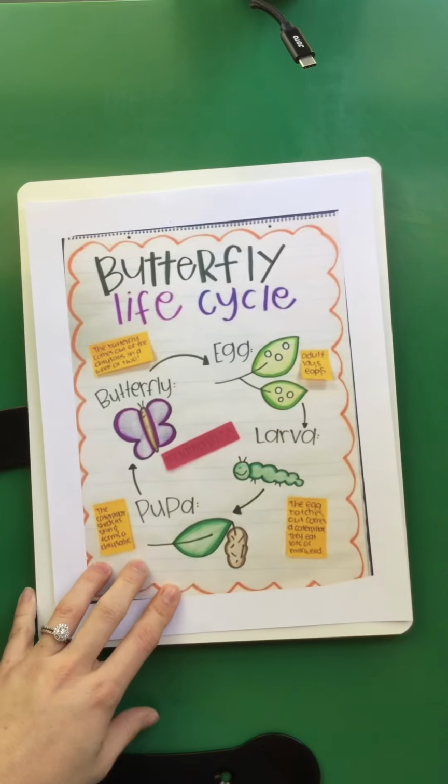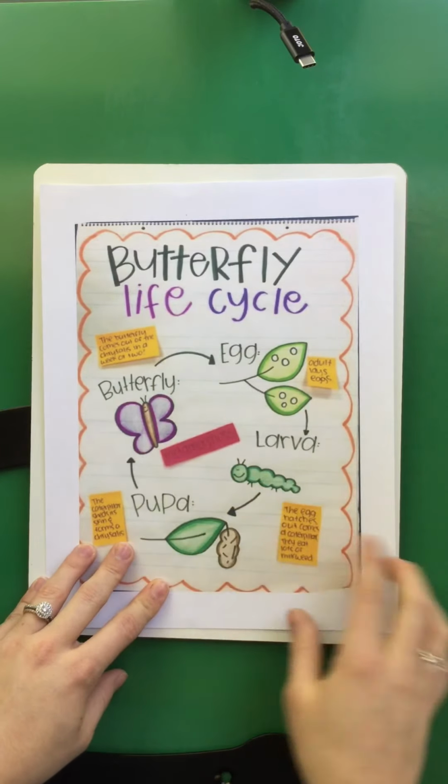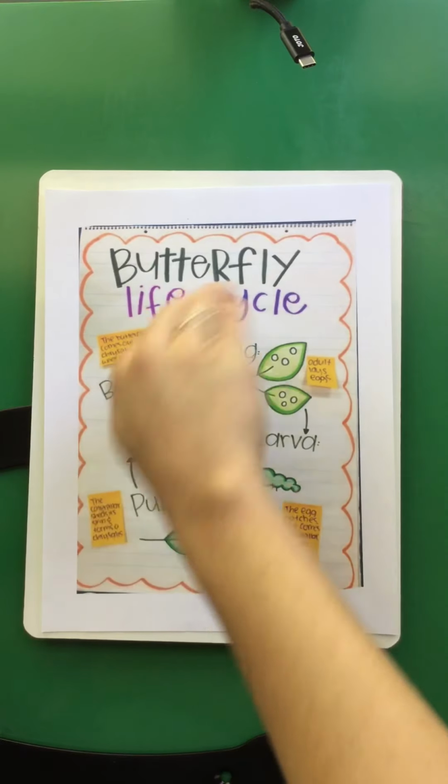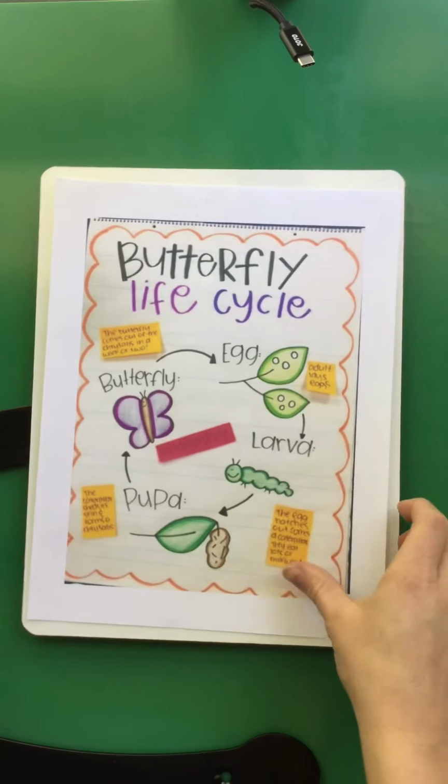And if you think back to our butterfly story from last week, it went over this cycle with you a little bit. And so then that butterfly would lay eggs, and then the eggs would become larva and pupa and butterfly, and it would just keep going and going again.